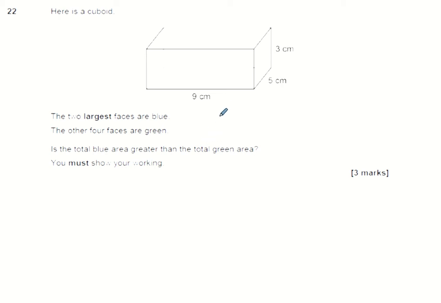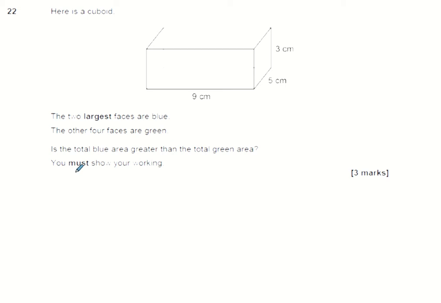From this shape, the two largest faces will be the top and the bottom because their dimensions are 9 by 5. When you compare that with the other sides, the front and the back will be 9 by 3. And the two sides on the left and the right will be 5 by 3.